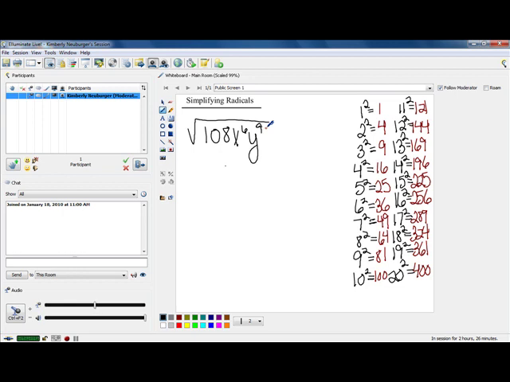So let's start with our number, and if we look at our 108 here and divide it by 2, we get 54. And notice that 54 is not on our list over here.